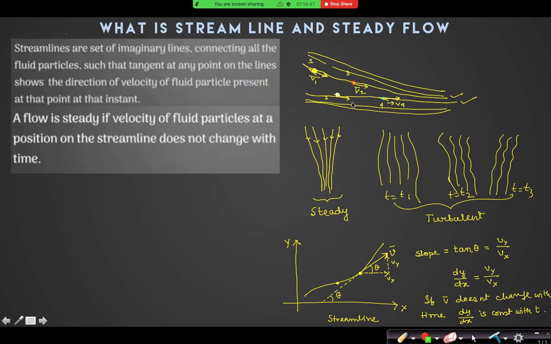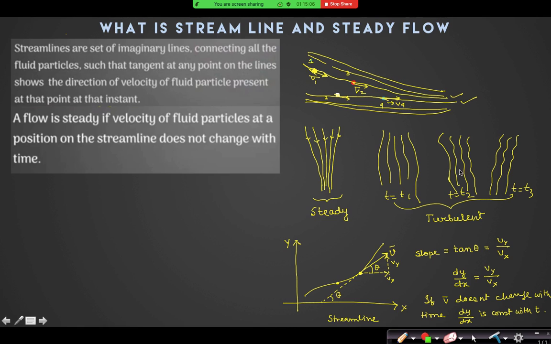So in steady flow, you can actually determine the velocity of any fluid particle that is passing through a particular point if you know the velocity at this point at any instant.